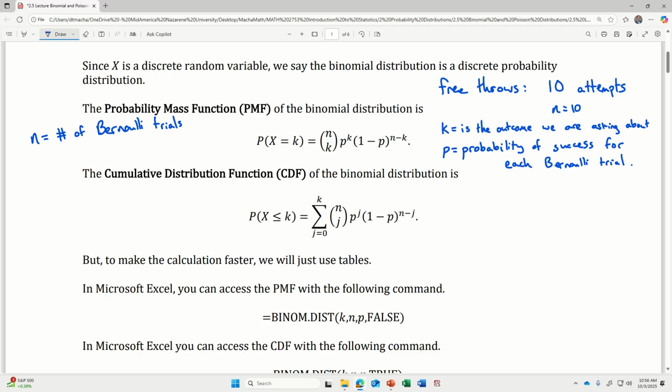So the probability mass function, the PMF, says the probability that my random variable is equal to k, which might be 5 or 7 or 10, right? Whatever number you're concerned about. The probability that you get that specific outcome is equal to n choose k times p to the k power times (1 minus p) raised to the power n minus k.